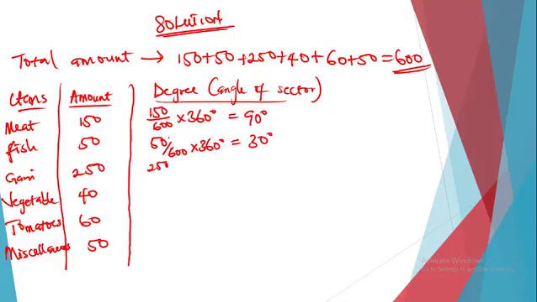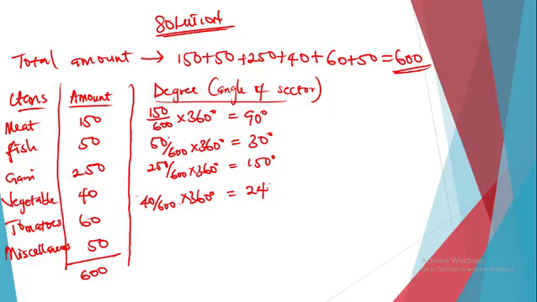For gari, we have 250 divided by 600, which is the total, times 360 degrees, and that will give us 150. That's correct. For vegetable, 40 over 600 times 360 degrees gives us 24 degrees. For tomatoes, 60 over 600 times 360 degrees gives us 36 degrees. And for miscellaneous, it's 50 over 600 times 360 degrees, and that will give us 30 degrees.